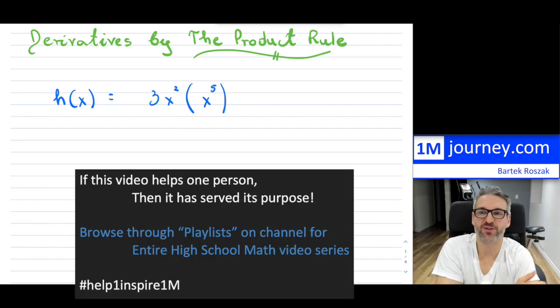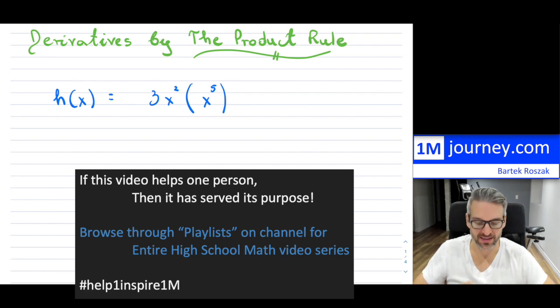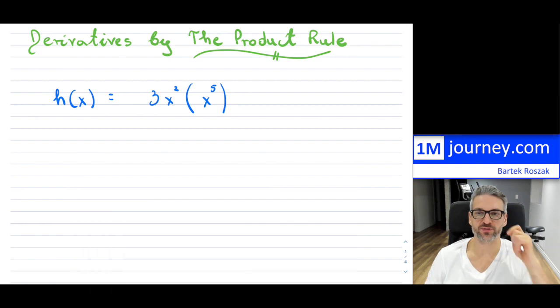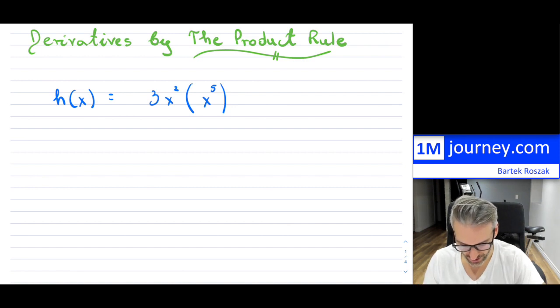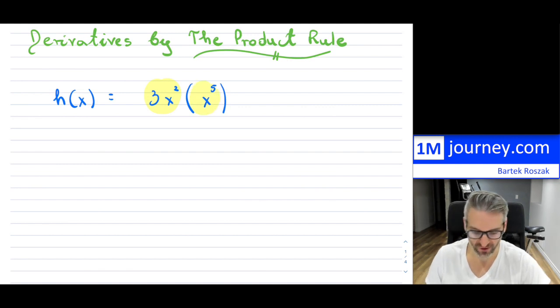To differentiate by the product rule. Probably at some point earlier on, when you start off in calculus, you're going to run into this product rule. It talks about the idea when you have two functions which are multiplied together. For instance, here is a function h of x, and it has two functions, 3x squared, multiplying another function which is x to the 5.